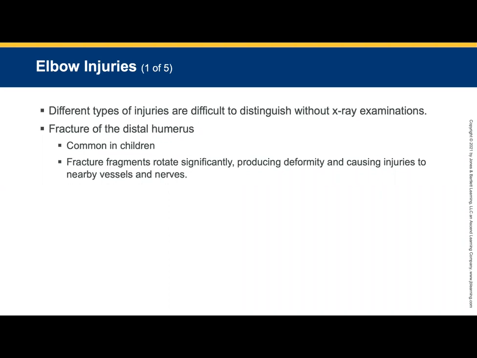So elbow fractures are nasty. They just look real gross. Fractures and dislocations often occur around the elbow, and the different types of injuries are difficult to distinguish without x-rays. They all produce similar limb deformities and require the same emergency care. Fractures of the distal humerus, this type of fracture is also known as a supracondylar fracture. I do not know how to pronounce this. These are common in children. Frequently, the fractured fragments rotate significantly, producing a deformity and causing injuries to nearby vessels.